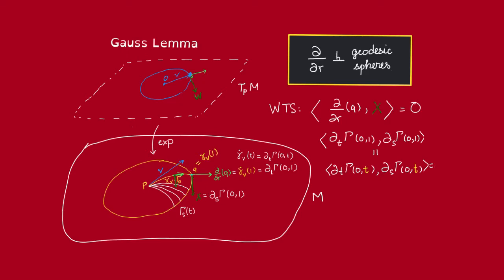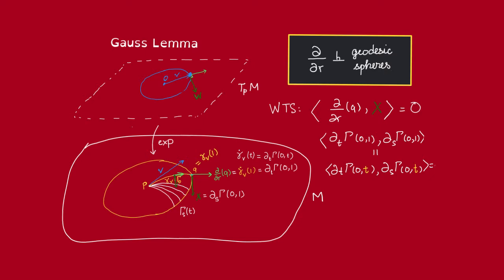In the previous video, we gave a general idea of how to prove Gauss lemma. Recall that Gauss lemma says that the radial vector field is orthogonal to the geodesic spheres. This is all assuming that we're inside some geodesic ball centered at P, and we're using some normal coordinates.